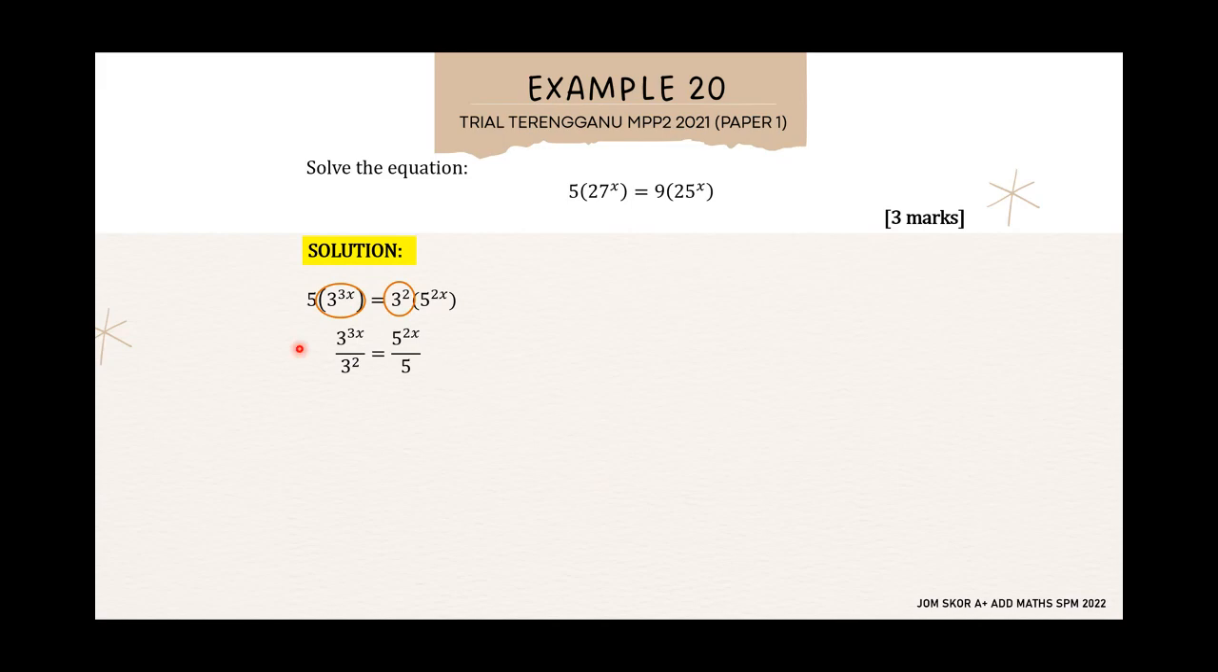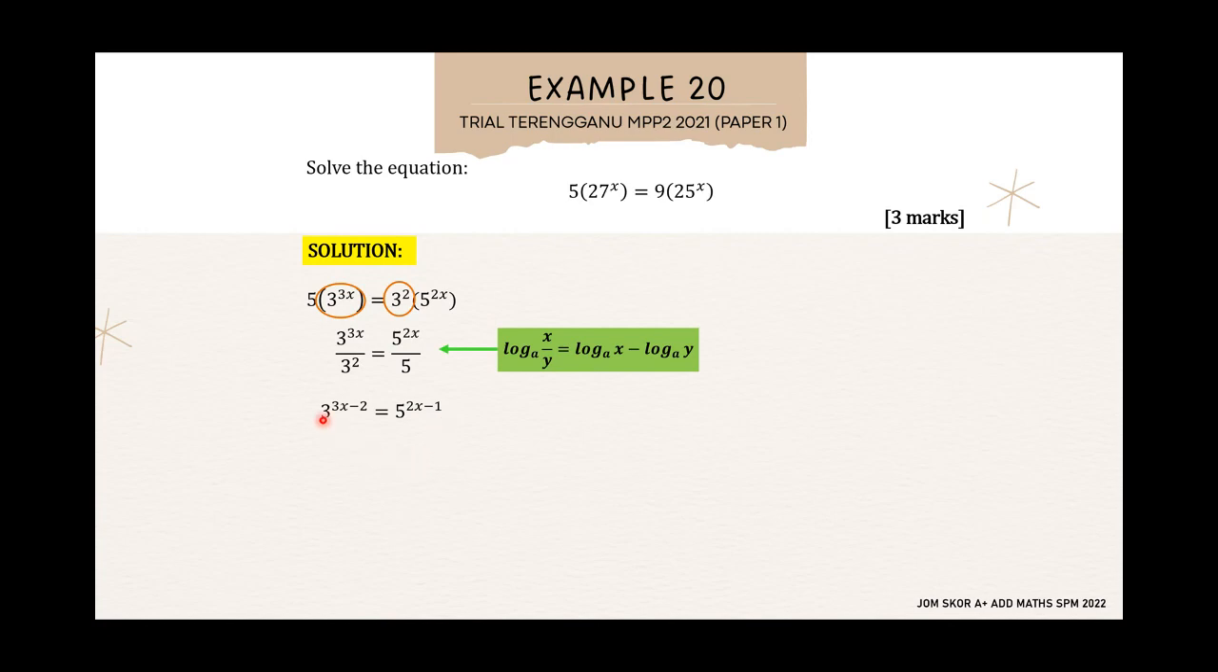Okay, so kita akan dapat 3 to the power of (3x minus 2) over 3 square is equal to 5 to the power of (2x minus 1) over 5. Okay. Right, base dah sama, kita boleh apply law of index. Ingat lagi tak yang kita belajar awal-awal tadi? So, bila bahagi, maksudnya index kena tolakkan. Kita akan dapat 3 to the power of (3x minus 2) is equal to 5 to the power of (2x minus 1). Okay.